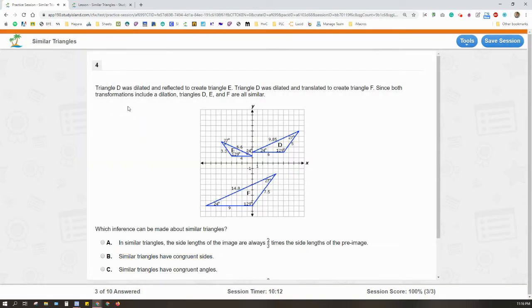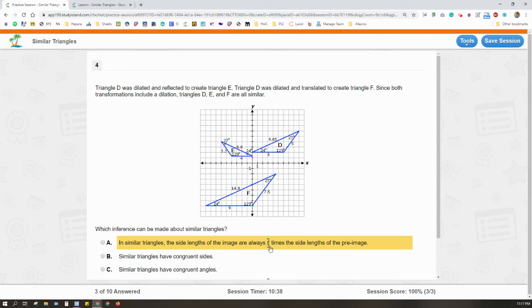Number 4. Triangle D was dilated and reflected to create triangle E. Triangle D was dilated and translated to create triangle F. Since both transformations included dilation, triangles D, E, and F are all similar. Which inference can be made about similar triangles? A. In similar triangles, the side lengths of the image are always 2/3 times the side lengths of the pre-image.